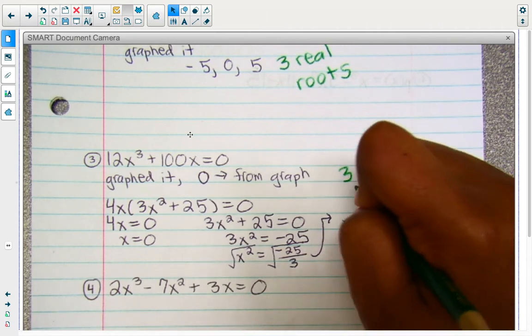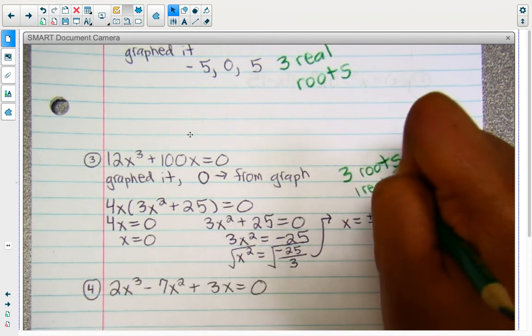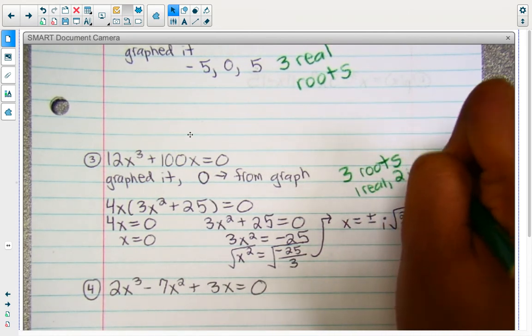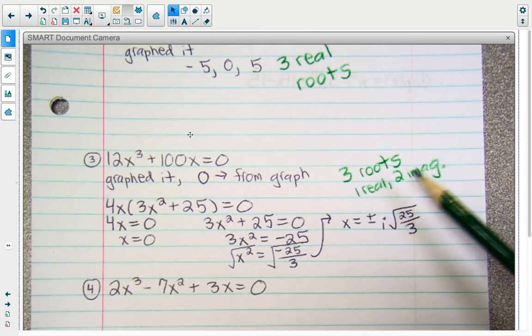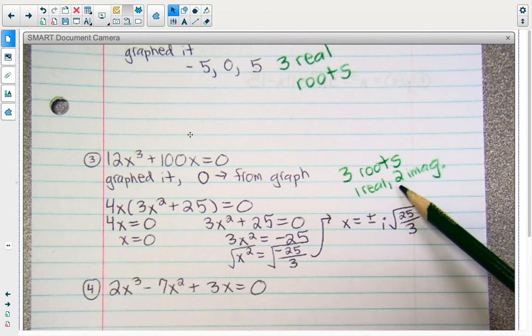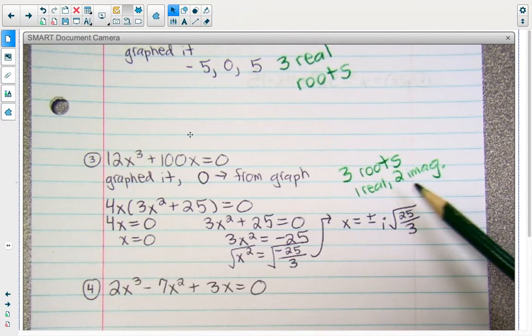1 is real, 2 are imaginary. And just a little refresher here, imaginary numbers come in pairs. We'll never, ever have an odd number of imaginary solutions. Imaginary solutions come in pairs. So it'll be 2 of them, 4 of them, 6 of them, 0 of them. They'll come in pairs. You'll never have an odd amount.